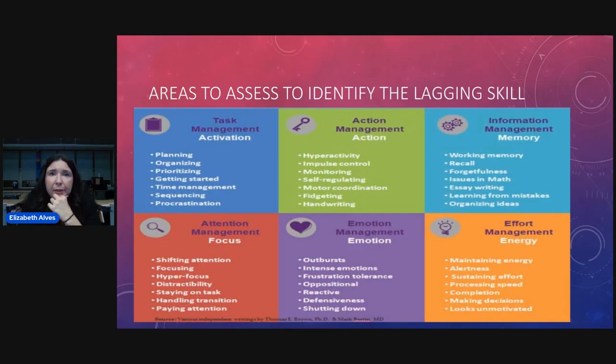So their task management. A lot of kids have a difficult time planning, organizing, prioritizing, their action management. Are they able to control themselves or control their bodies, control their mouths, right? Their information management. Are they able to recall, remember, use working memory? Do they have an issue with their short-term memory? Do they have attention and focus issues? Do they have emotional issues, right? Are they having outbursts and intense emotions? And are they completely frustrated and intolerant of others in the classroom?